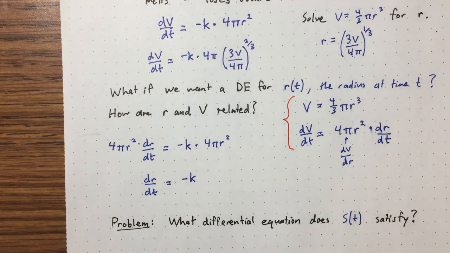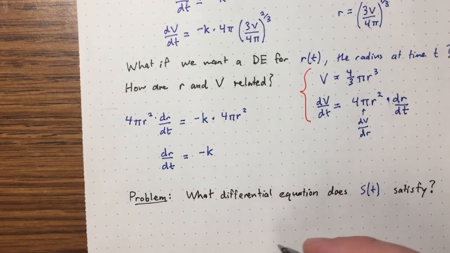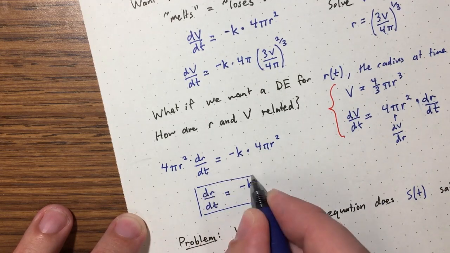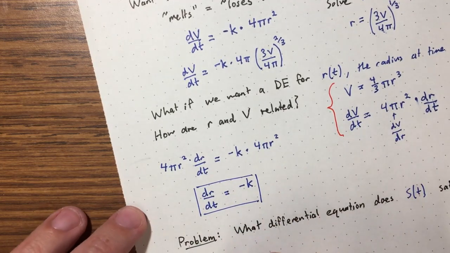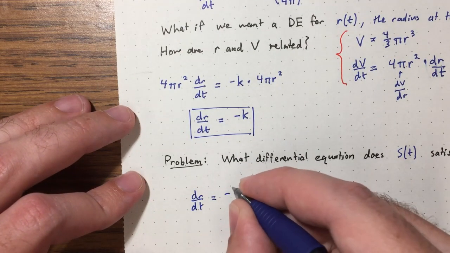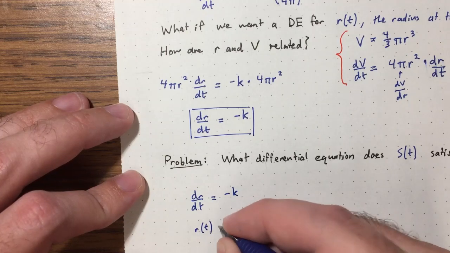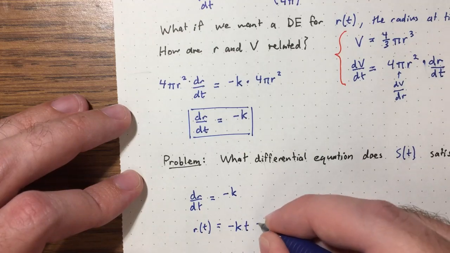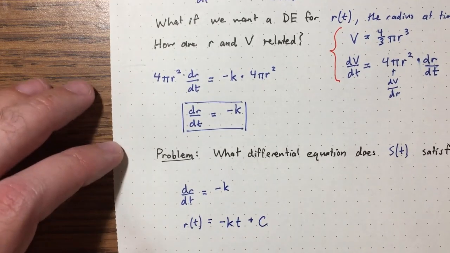So I guess that'll be it for this lecture. Actually, I want to say one more thing. We can actually solve this differential equation already, because this one right here, we certainly know how to solve. If dr dt is negative k, then r of t is simply going to be negative k times t plus an arbitrary constant. C can be any constant.